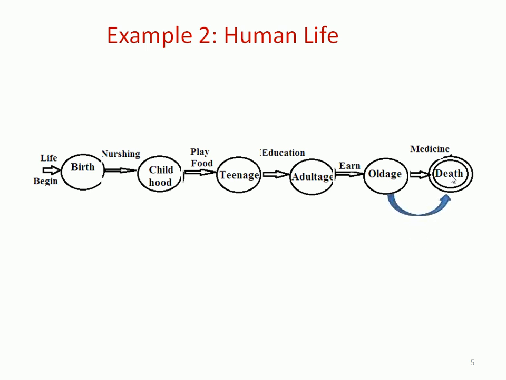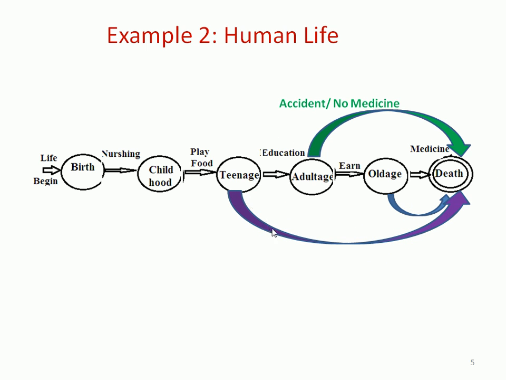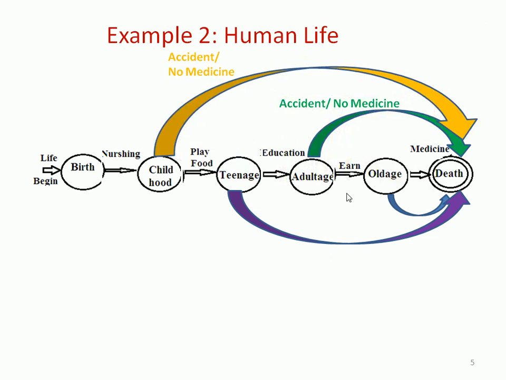So let me see, if in old age you don't get medicine, we may expire, right? Maybe at the adult age you may get an accident, or may not get suitable medical facility, or there may be pandemic diseases, and due to that you may go to the death stage, right? Also at the teenage, similarly, maybe they do not have any facility, or there is some disturbance, or no medicines. In that case also death may be there.